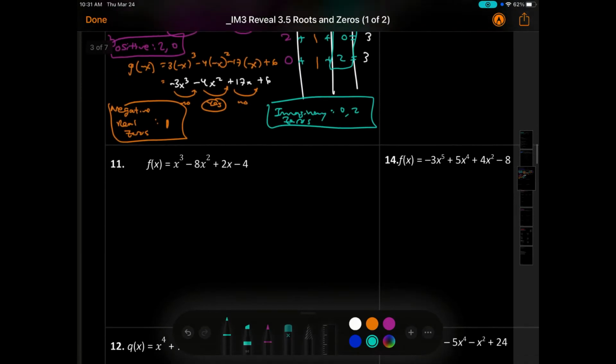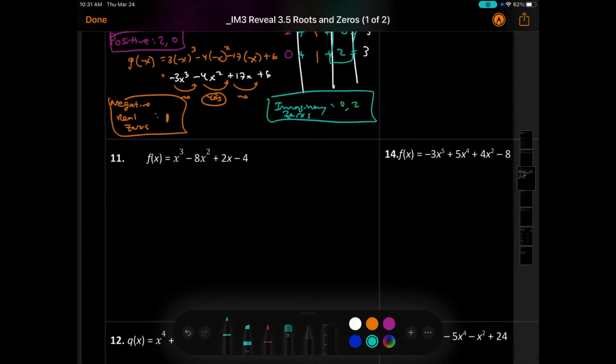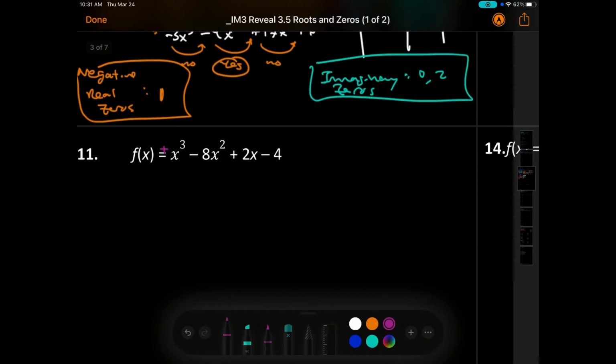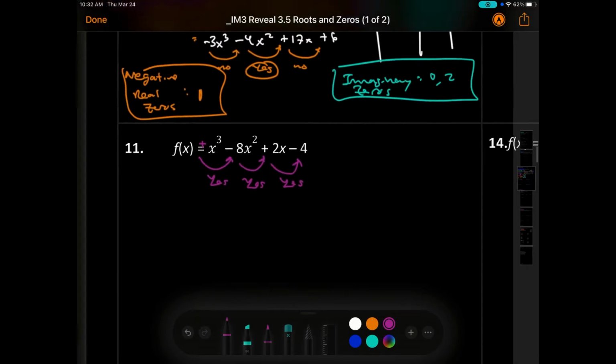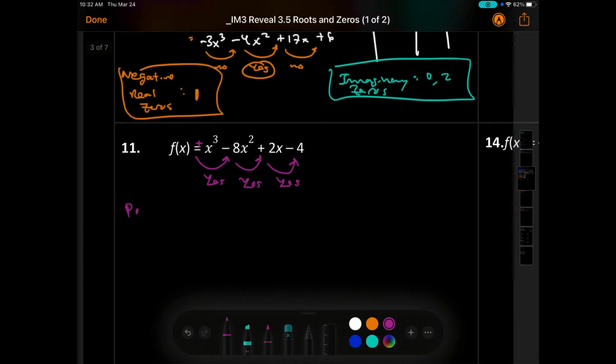All right, number 11. Let's get our positives. So this is a plus, so this would be a yes, yes, yes. How many yeses we got? And you just count down by 2s here. So this would be 3 or 1.